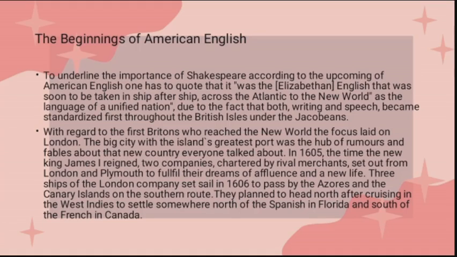Three ships of the London Company set sail in 1606, passing by the Azores and the Canary Islands on the southern route. They planned to head north after cruising in the West Indies, to settle somewhere north of the Spanish in Florida and south of the French in Canada.